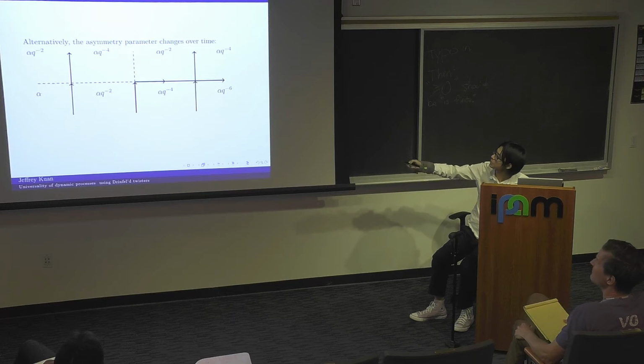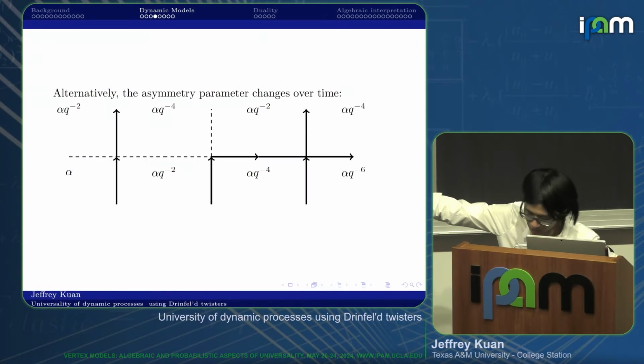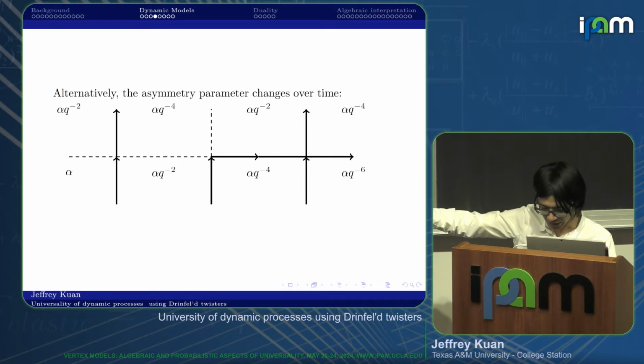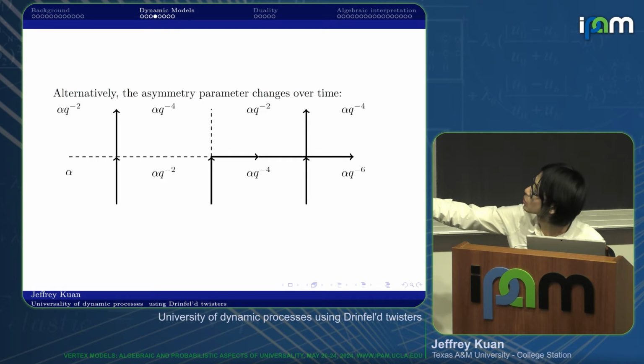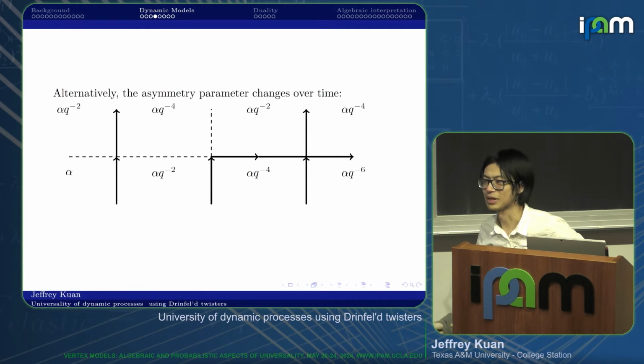So alpha is multiplied by q squared every time you go up and cross a line, or you go right and cross no line. And in contrast, it's divided by q squared if you go up and cross no line and go right and cross a line. So that's how alpha changes.